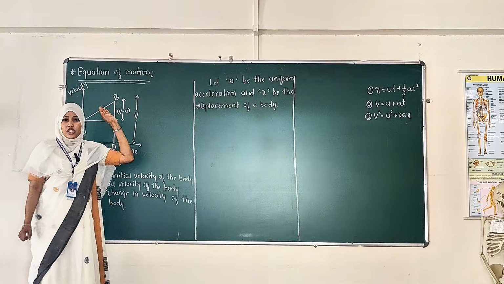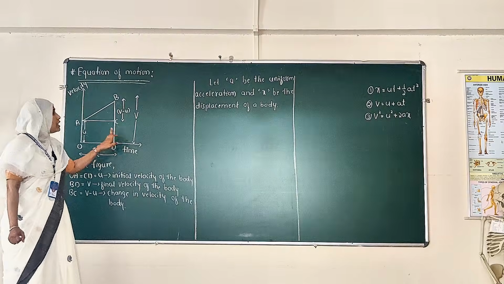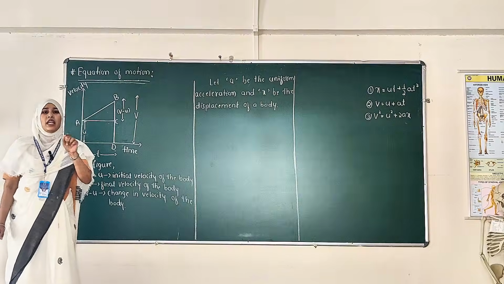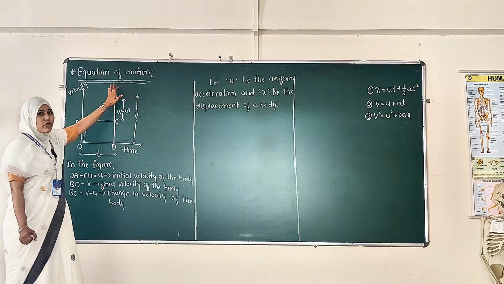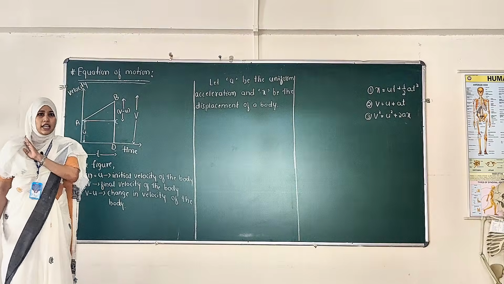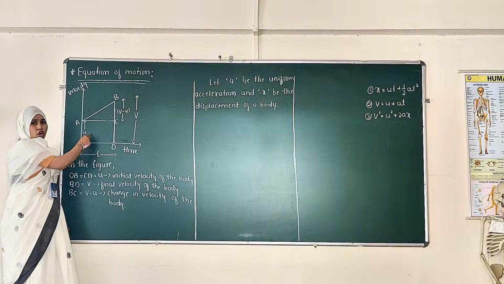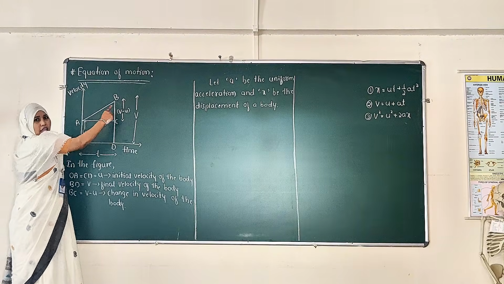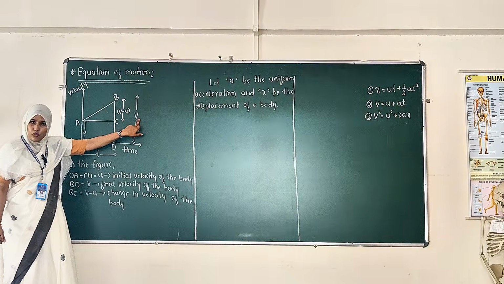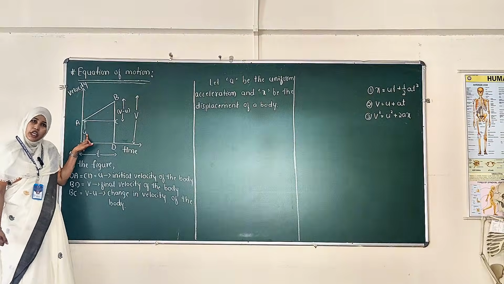Here, to derive the equation of motion, I will take the velocity and time graph. This velocity versus time graph is called the VT graph. To derive the equation of motion, I will take the velocity versus time graph for uniform acceleration. Assume that initially the body is moving with the velocity u and it covers the path AB at the final velocity v at the time t.